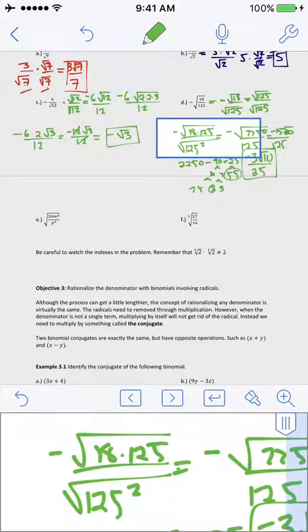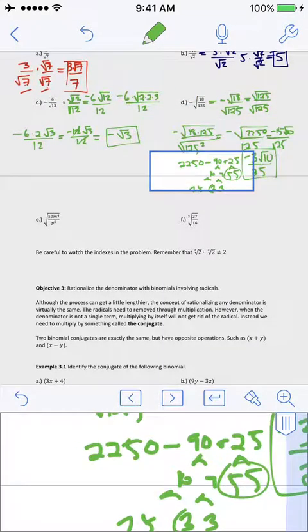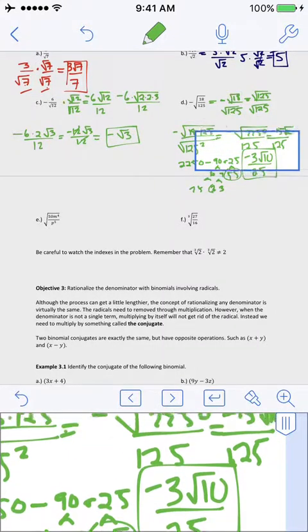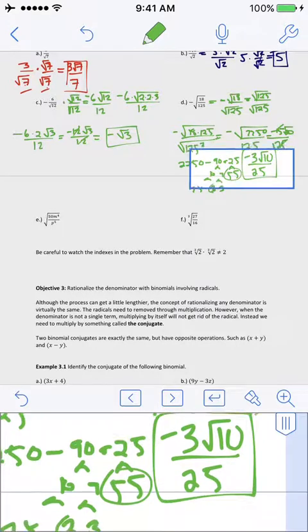So I started by rationalizing, right? I rationalized the 125 over 125. I reduced that one down to get negative 15 root 10. And then I simplified the 15 and the 125 down into 3 over 25. There we are.